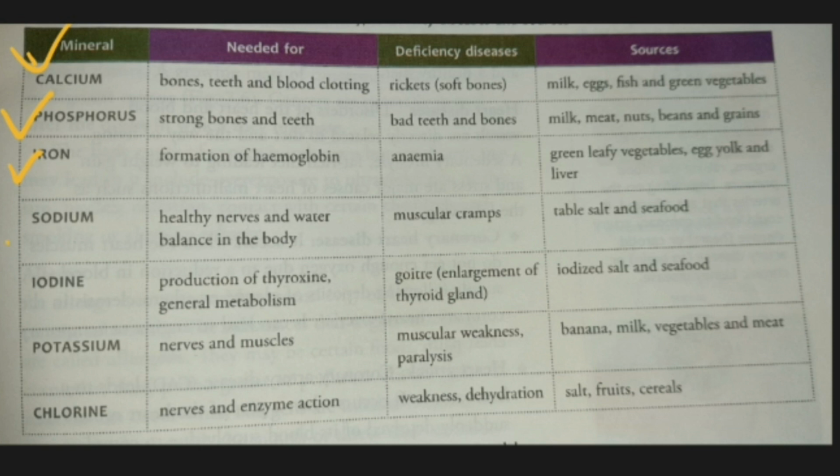The fourth one is sodium. It is needed for healthy nerves and the water balance in the body. The deficiency diseases are muscular cramps and the sources are table salt, seafoods, etc.